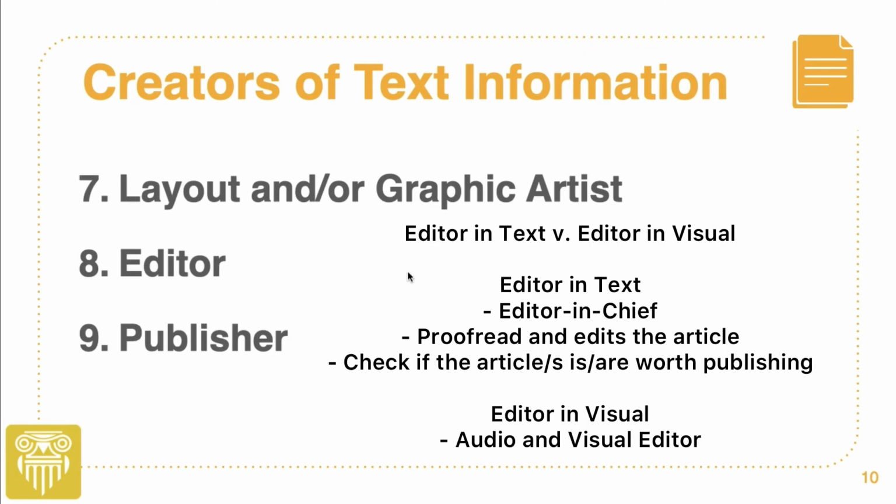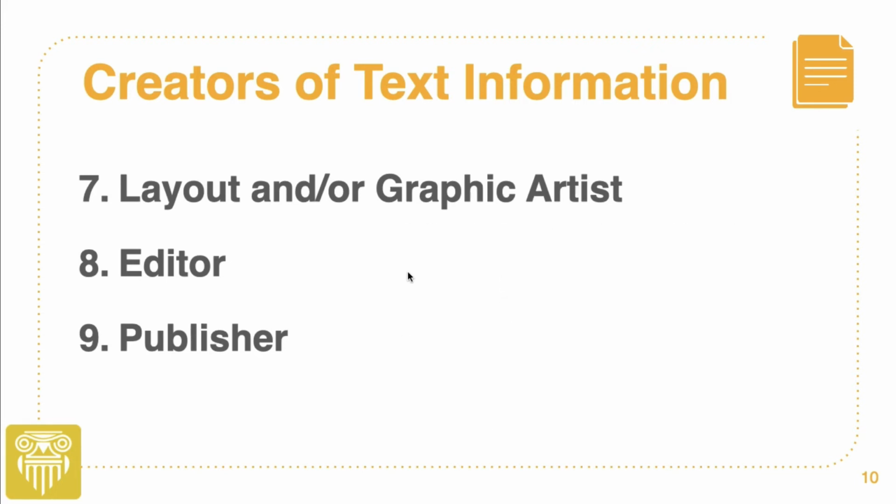Editor in text information is different from the editor in visual information. When you say editor in text information, this is your EIC or editor-in-chief. He or she proofreads the article first before publication because, again, for us to avoid a libel case. An editor for visual is different. He or she edits the audio, the musical score, etc.